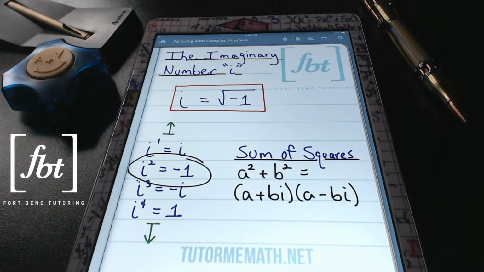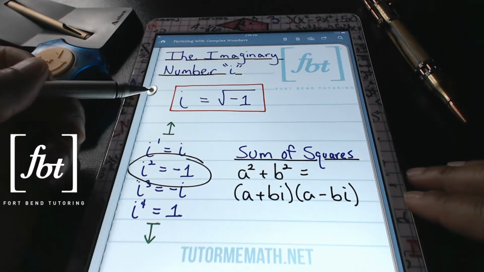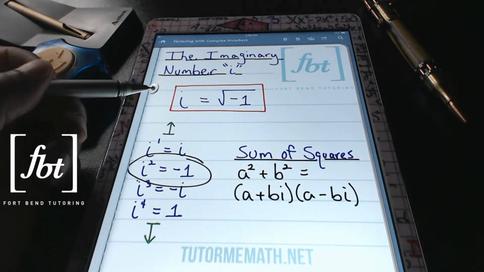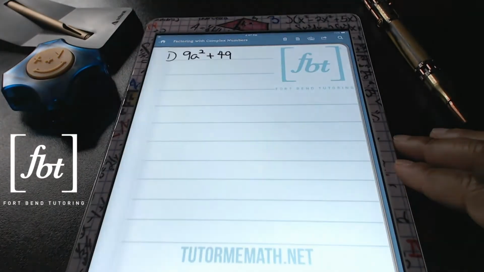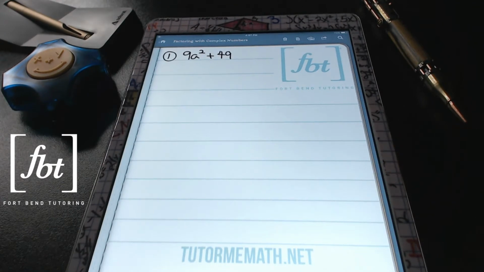That's right, me and you right now getting down with some complex numbers, and of course my favorite thing to do in math, factoring. Let's go ahead and get this video underway with problem number 1. Here we have 9a squared plus 49. Now, normally you should recognize this as a sum of squares.